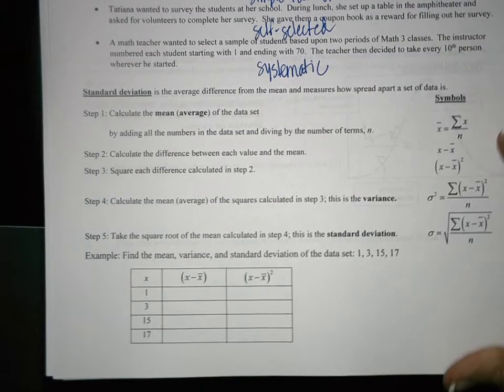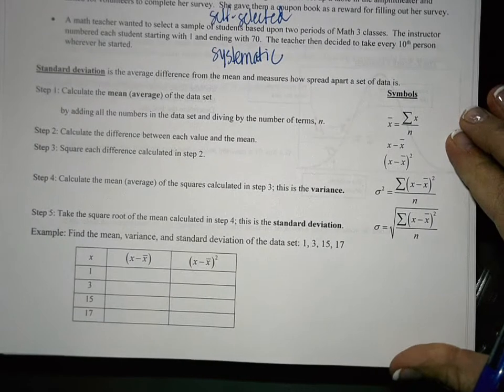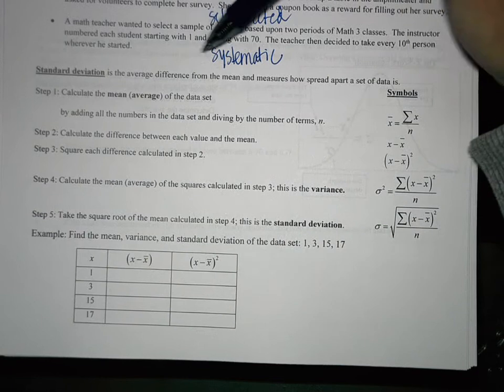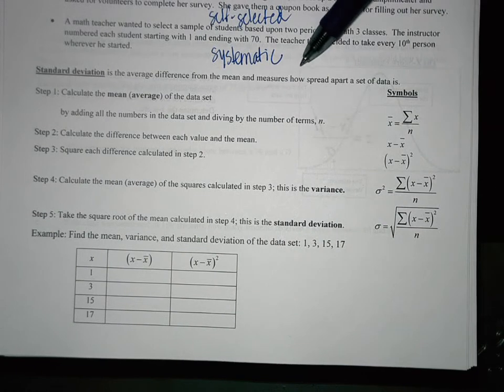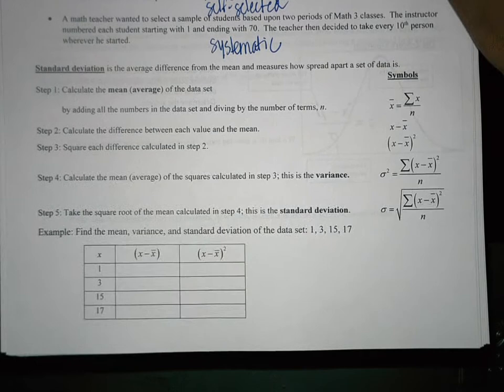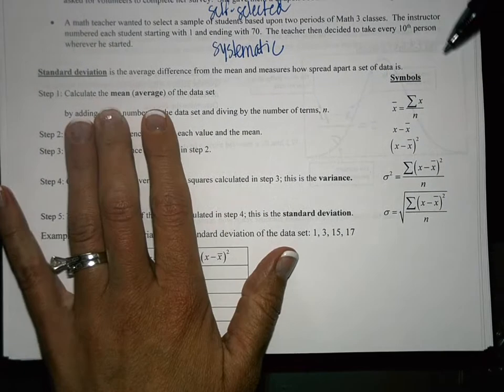Okay. The next thing we're going to talk about is standard deviation. Standard deviation is the average difference from the mean and measures how spread apart a set of data is. So remember how to find standard deviation? We're going to kind of go through here and look at the symbols.